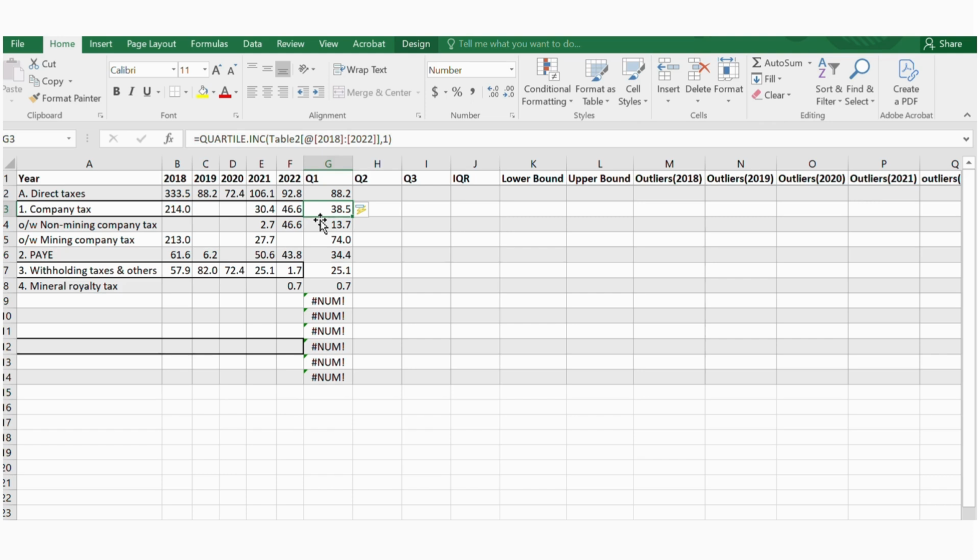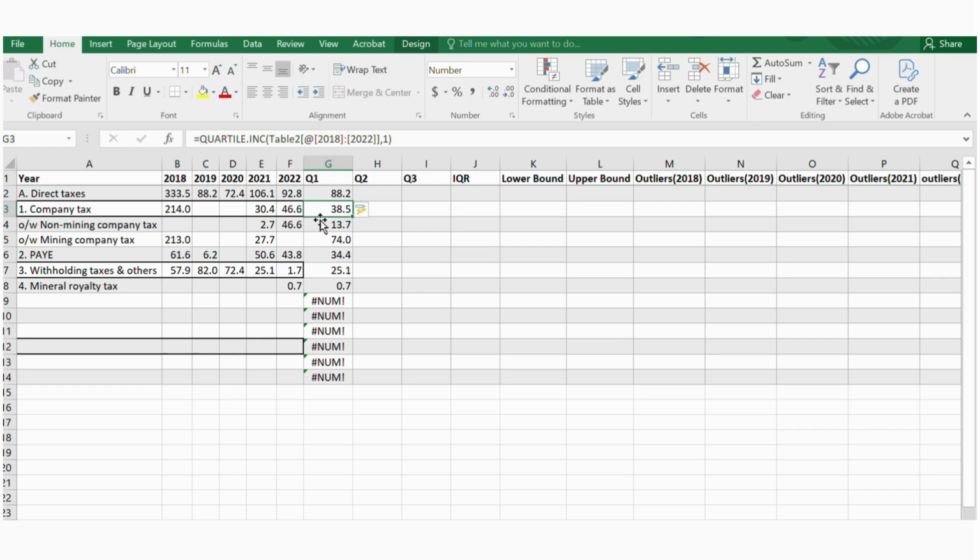Now, for you to be able to come up with your outliers, you will need your quartile 1, quartile 2, quartile 3, and your interquartile range. So, to begin with, let's go to our quartile 1 for our direct taxes. Oh, and in case you don't have any data set, you can use this data set that I have here. You can just type it in before starting, so that it makes your work easier.